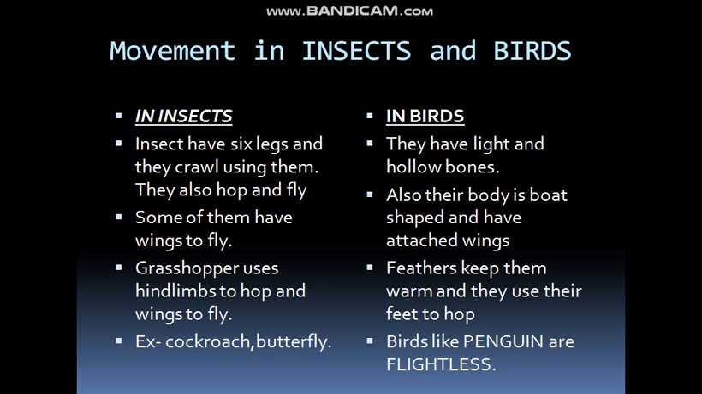Birds have hollow bones and these bones are also very light, which helps them to fly. Also their body is boat shaped and they have attached wings. Also birds have feathers which help them to keep their body warm. Now birds use their feet to hop and move.